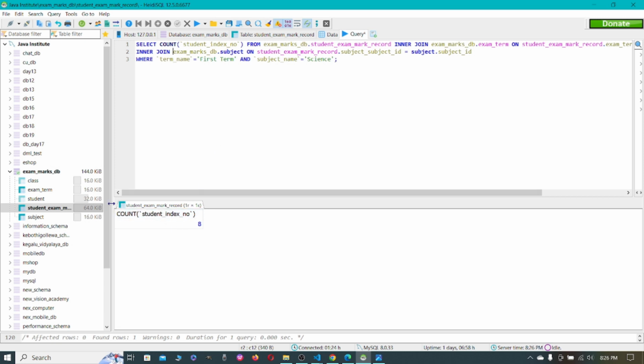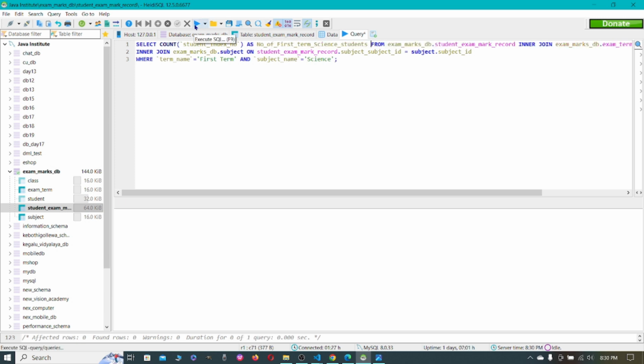We can even rename our column name by using the AS keyword and the name we want, any name. Let's execute and see whether it works. So we renamed our column.